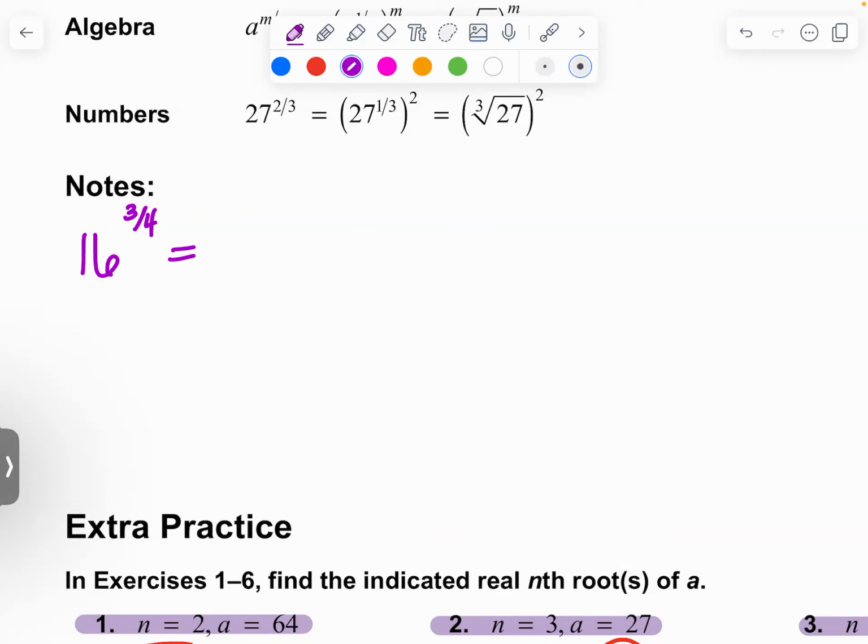Yep. Okay, this means the 4th root of 16 to the 3rd power. So what we're going to do is we're going to figure out the root. Then we're going to take it to the power. Okay. So help me out. The 4th root of 16. What number to the 4th power is going to give us 16? 2.